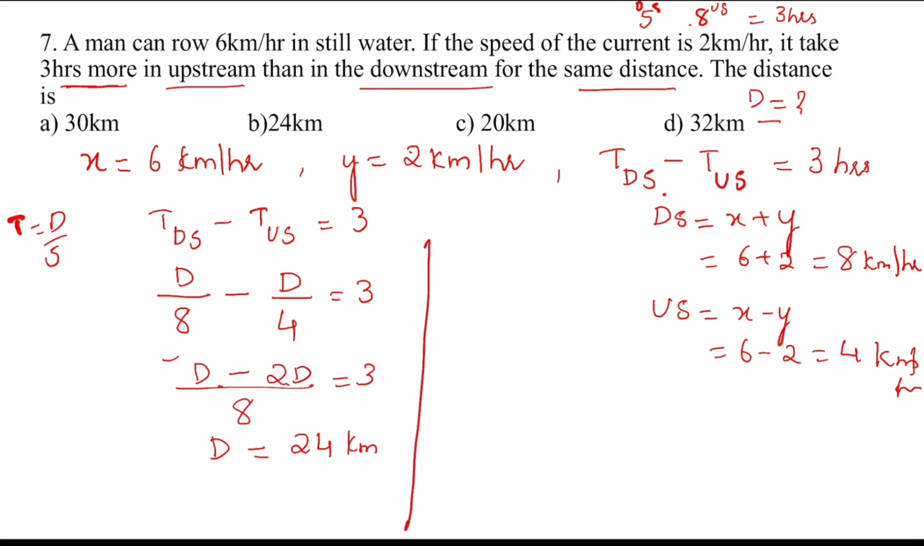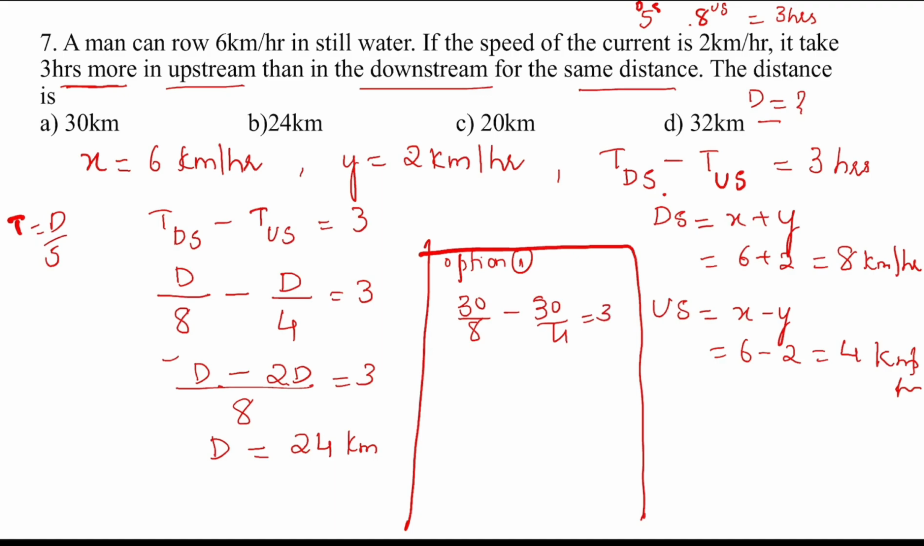This we can do, or with the options method also. So let us check with option 1, which is 30 kilometers. If I take 30 by 8 and 30 by 4, will it give the correct answer? No, because solving 30 by 8 and 30 by 4 is not as neat. So we'll see with 24 kilometers, option number 2.